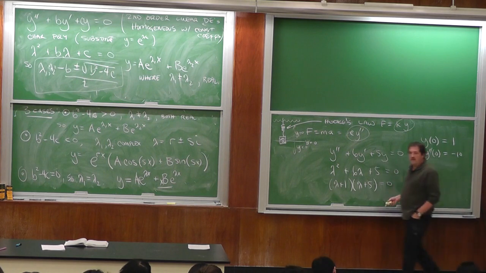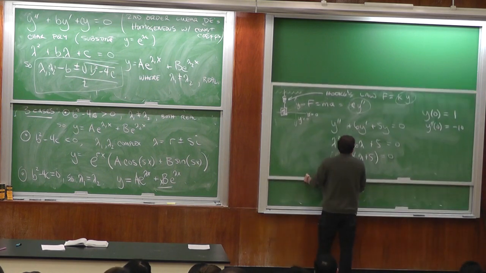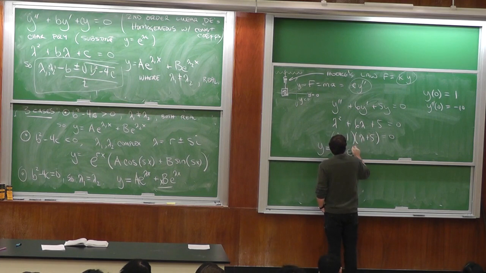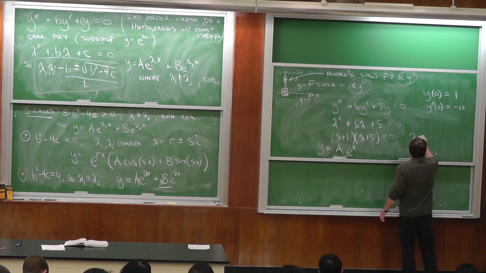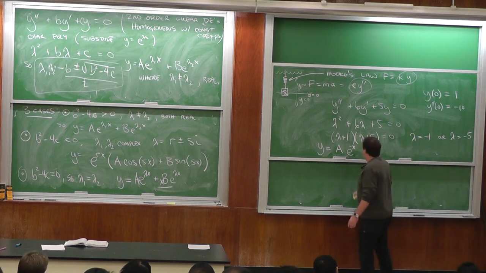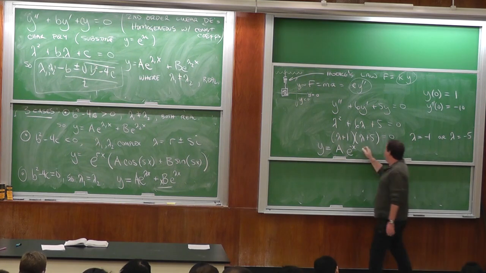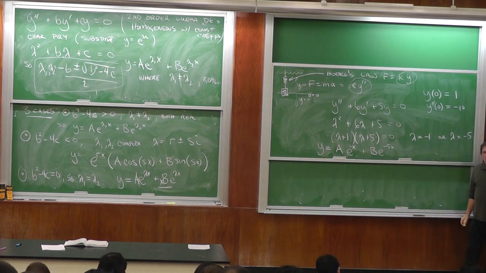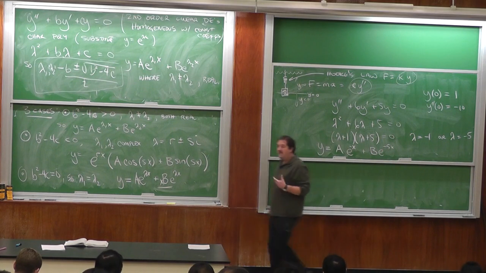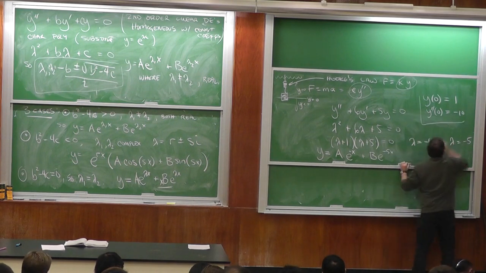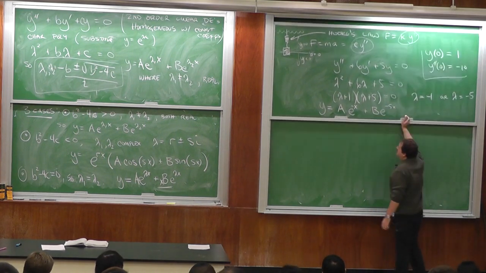And so that means that my solution looks like y equals some constant that I haven't figured out yet, e to the lambda x. So this means that lambda is minus 1, or lambda is minus 5. So a e to the minus x plus some other constant e to the minus 5x. So that gives me my y as a function. So that describes what this looks like. And then I gave some initial conditions here. So let me go through finding what the equation is with those initial conditions.